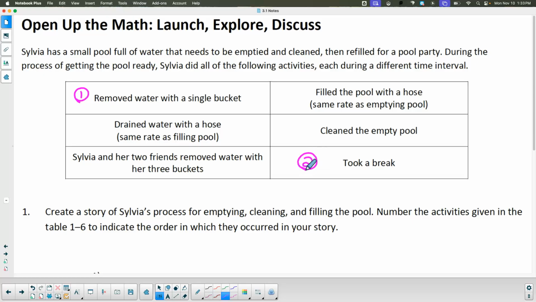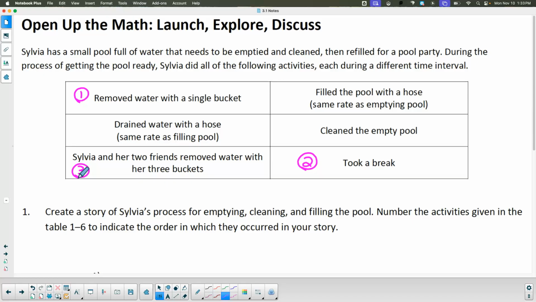And on her break, she called up 2 of her besties and said, "Get over here and help me. If you're coming to this pool party, you're helping." Okay? So then she and her 2 friends removed water with 3 buckets.